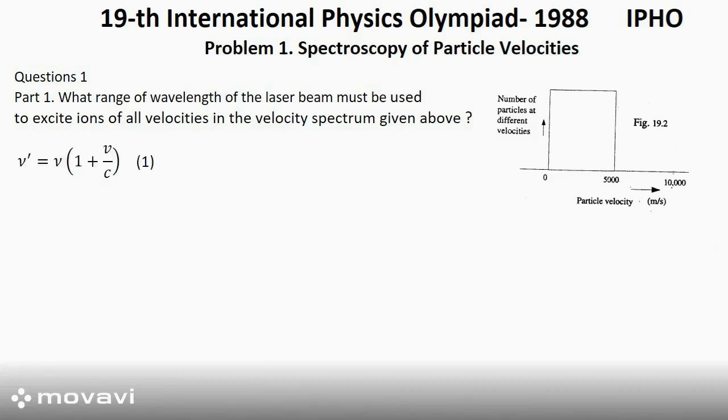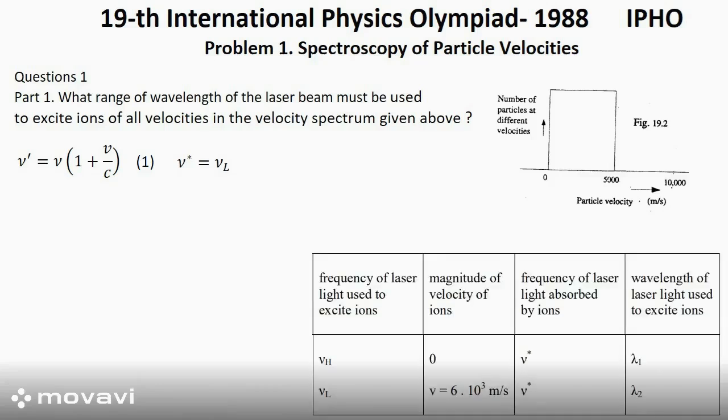Classical formula for Doppler's effect is given as nu prime equals nu times (1 plus v over c), formula 1. Let nu star be the frequency absorbed by an ion, characteristic of individual ions, and nu L be the frequency of the laser light used to excite an ion at rest, hence nu star equals nu L. For a moving ion, the frequency used to excite ions must be lower than nu star. Let nu H be the frequency used to excite the moving ion.